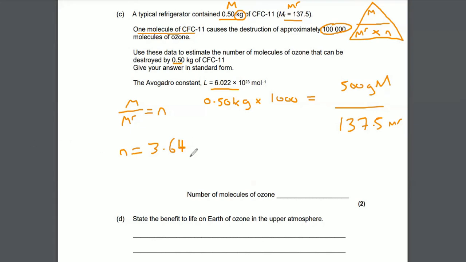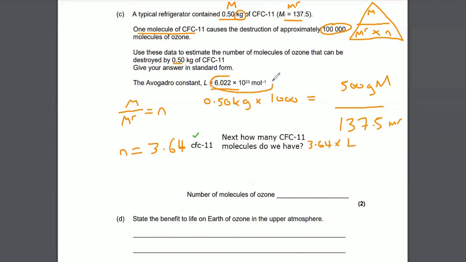We could round that to 3.64 if it's bigger, and it is, because on my calculator it's 3.636363. So I'm rounding it to 3.64. That's the moles of CFC. So you've at least scored a mark here working out the moles of CFC. Now we want to know how many molecules of CFC do we actually have. So how many molecules of CFC do we have?